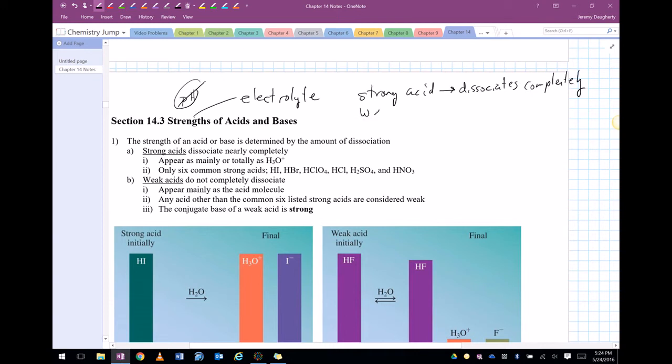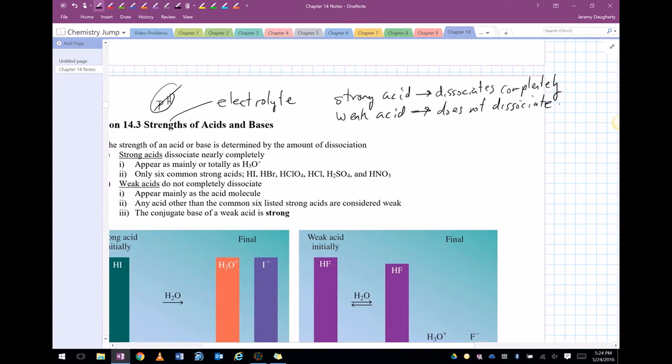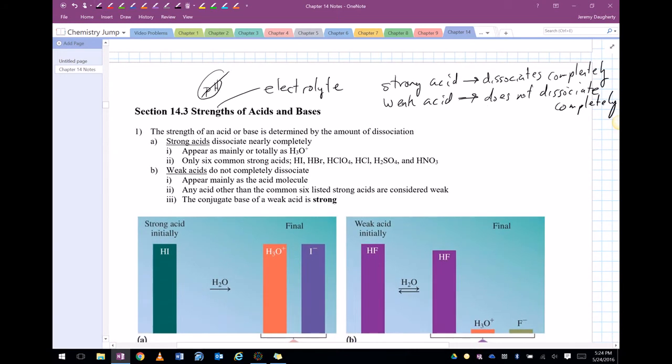And whenever we talk about a weak acid, and this is true for bases as well, a weak acid does not dissociate completely. Okay? It dissociates, it has to dissociate, because that's what an acid does. It gives off a hydrogen ion, but it just doesn't dissociate that much.